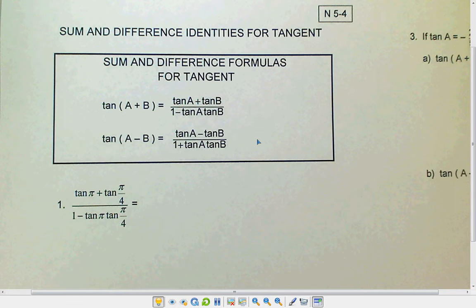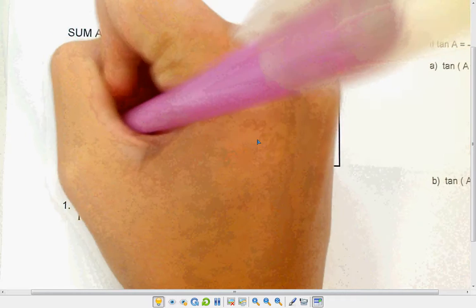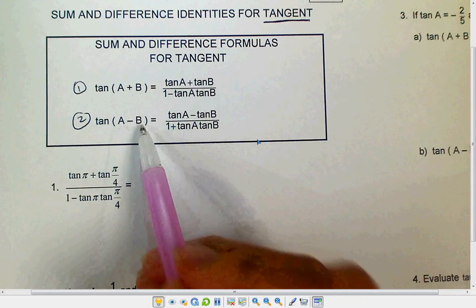Today we are looking at sum and difference identities for tangent. So there's two equations that we need to know for tangent: one where a and b are being added together and one where a and b are being subtracted.